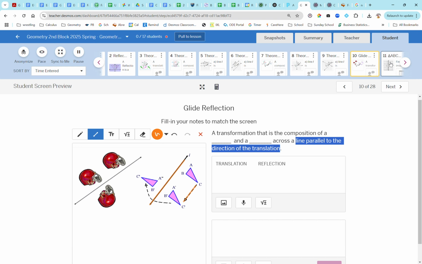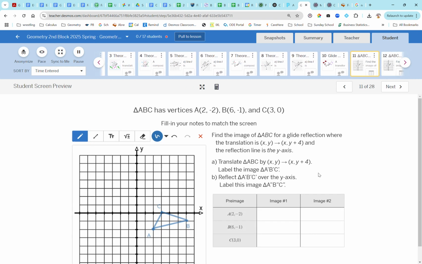Let's do a glide reflection here on this next one. So first of all, I've gone ahead and put the points on here. 2, -2 is A, 6, -1 is B, and 3, 0 is where C is. First thing they ask us to do is this translation. You can see this translation is real simple. Don't move on the x-axis, but just go straight up along the y-axis, up 4.